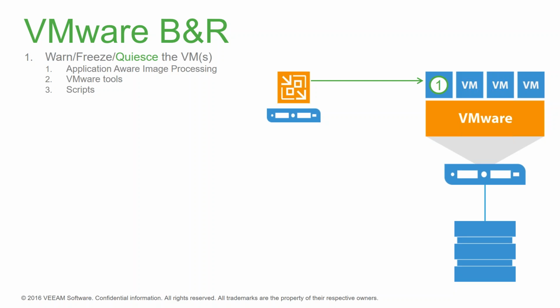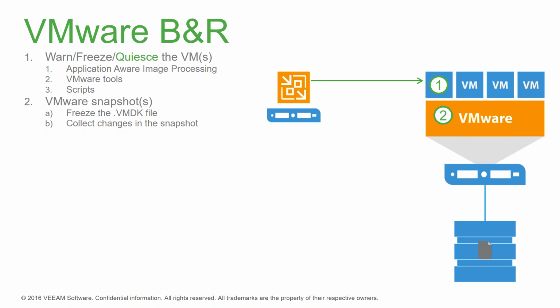When we're actually doing the backup, the first thing we're going to do is warn, freeze, quiesce our virtual machines. We're going to use the application-aware processing, potentially the VMware tools with some scripts. Now, it's coming from the backup server. This could also be the guest interaction proxy. We're then going to take our VMware snapshot.